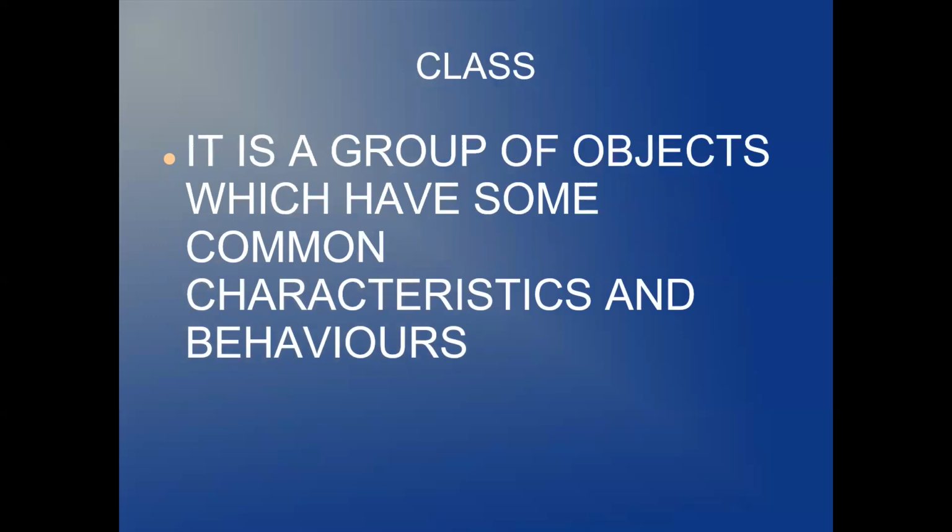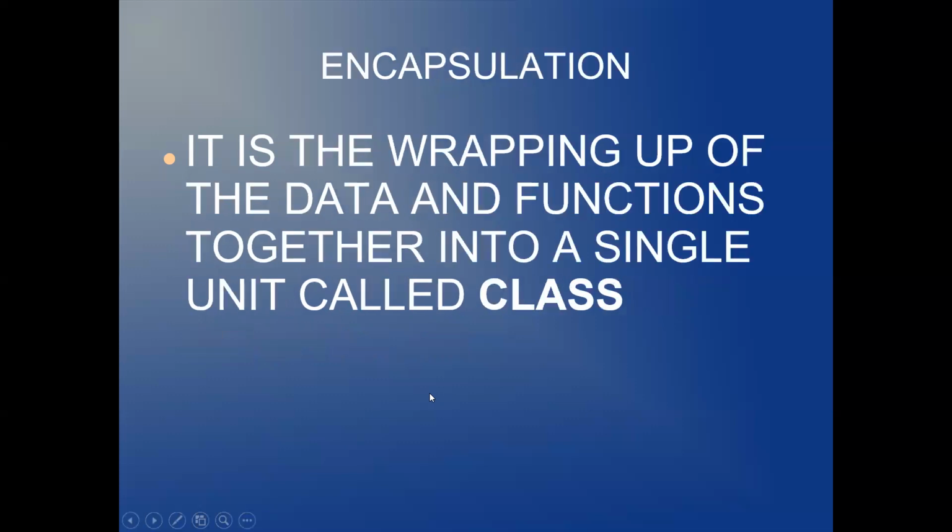Now let's talk about the next element, that is class. What is a class? We have certain objects which have some common characteristics and behaviors, and those objects together are known as a class. So we define class as a group of objects which have some common characteristics and behaviors. You'd also like to understand this concept that a class is known as an object factory because the various objects are created within the class.